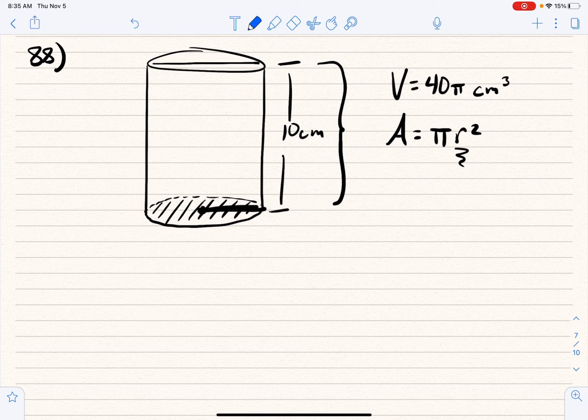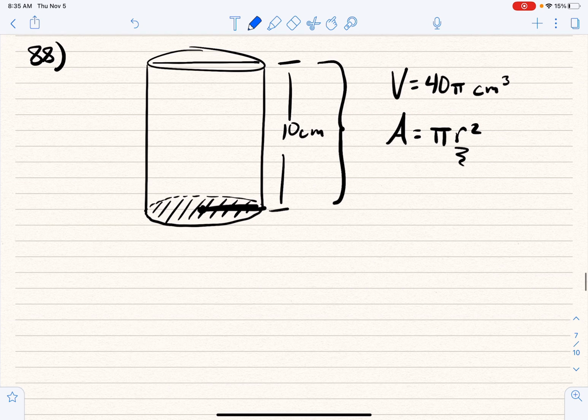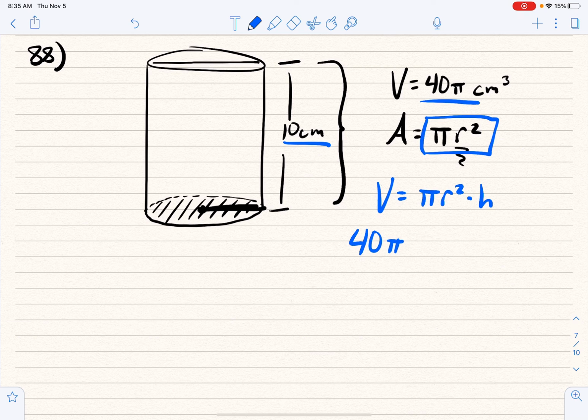So I know that this is the area of my circle. The volume is going to be equal to pi r squared times the height. And I know my height. And I know my volume. So I go 40 pi is equal to pi r squared times the height of 10. So that means that 40 pi is equal to 10 pi r squared.